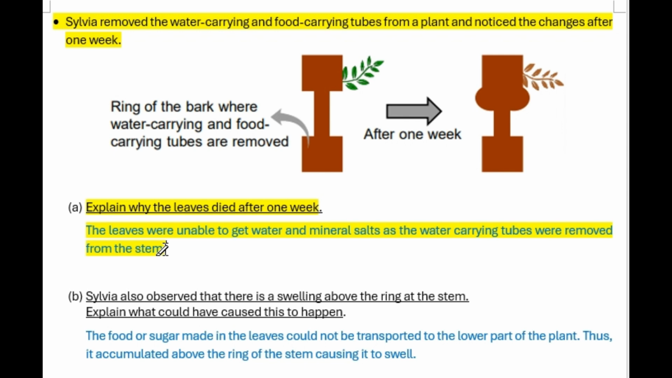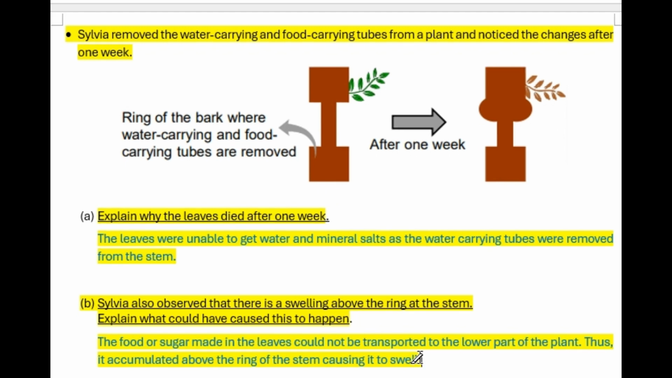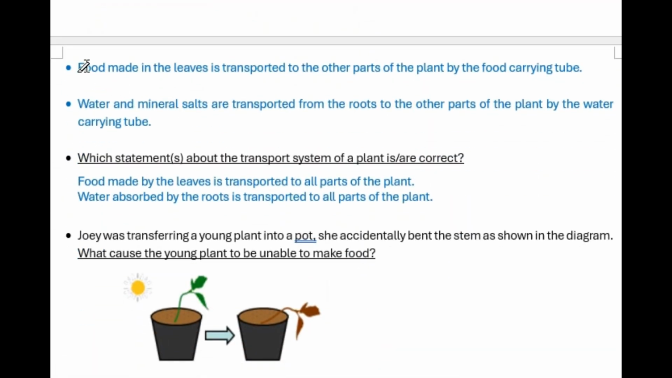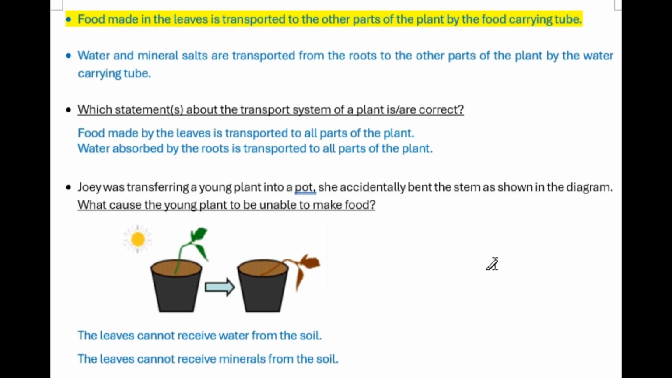B. Sylvia also observed that there is a swelling above the ring at the stem. Explain what could have caused this to happen. The food or sugar made in the leaves could not be transported to the lower part of the plant. Thus, it accumulated above the ring of the stem, causing it to swell. Food made in the leaves is transported to the other parts of the plant by the food-carrying tube. Water and mineral salts are transported from the roots to the other parts of the plant by the water-carrying tube.